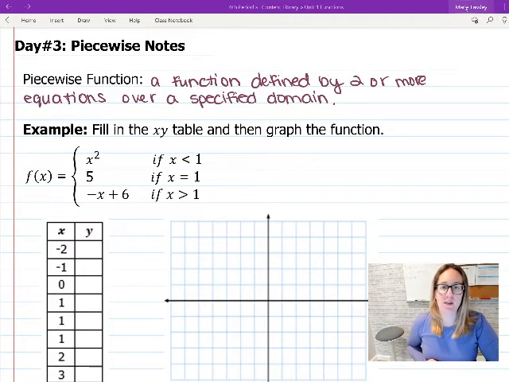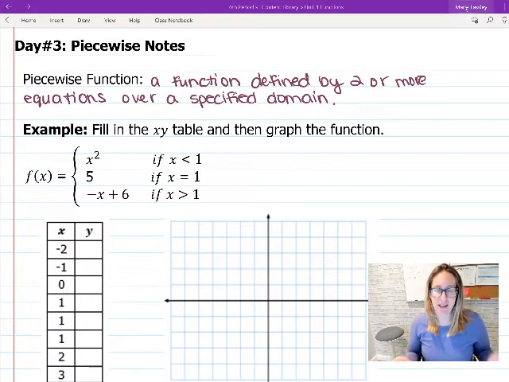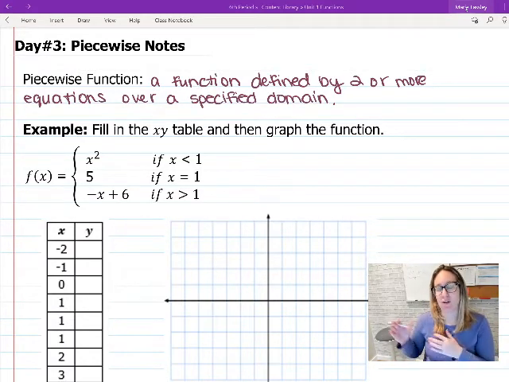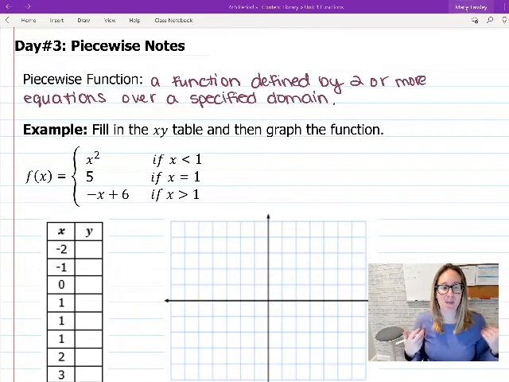Okay, so like I said, it's a function that has different parts to it. For each x value, you may have a different equation that you plug in to find your y value. All we're doing today is looking at an example. We're going to talk a little bit about how you can put a piecewise function into your graphing calculator. But let's take a look at this.